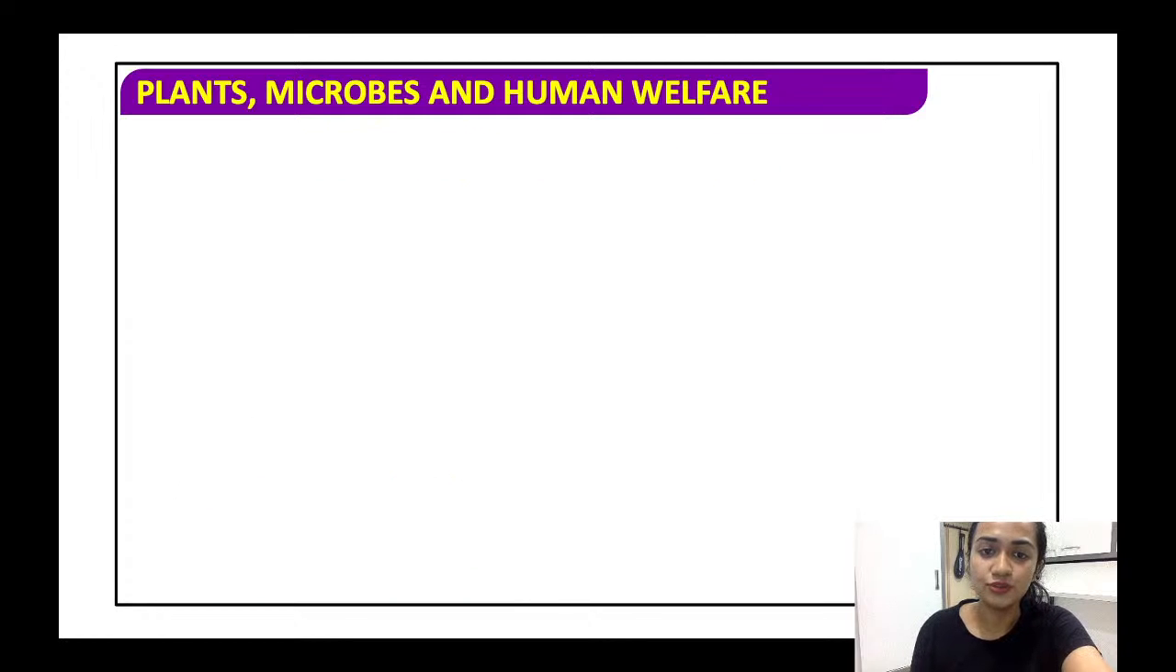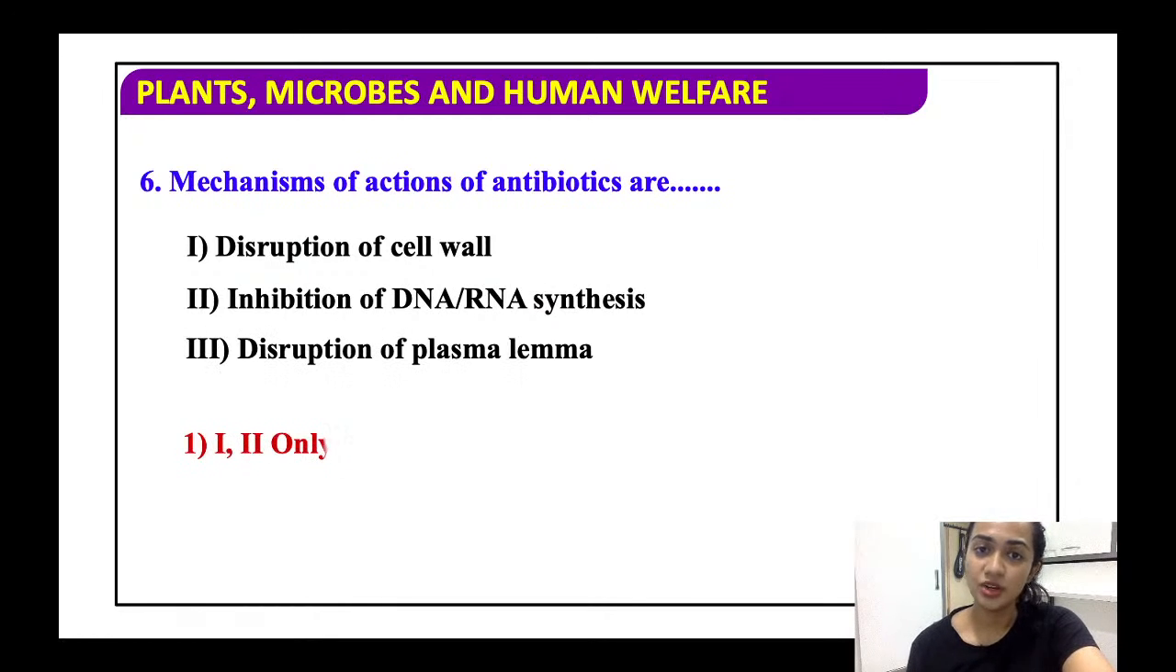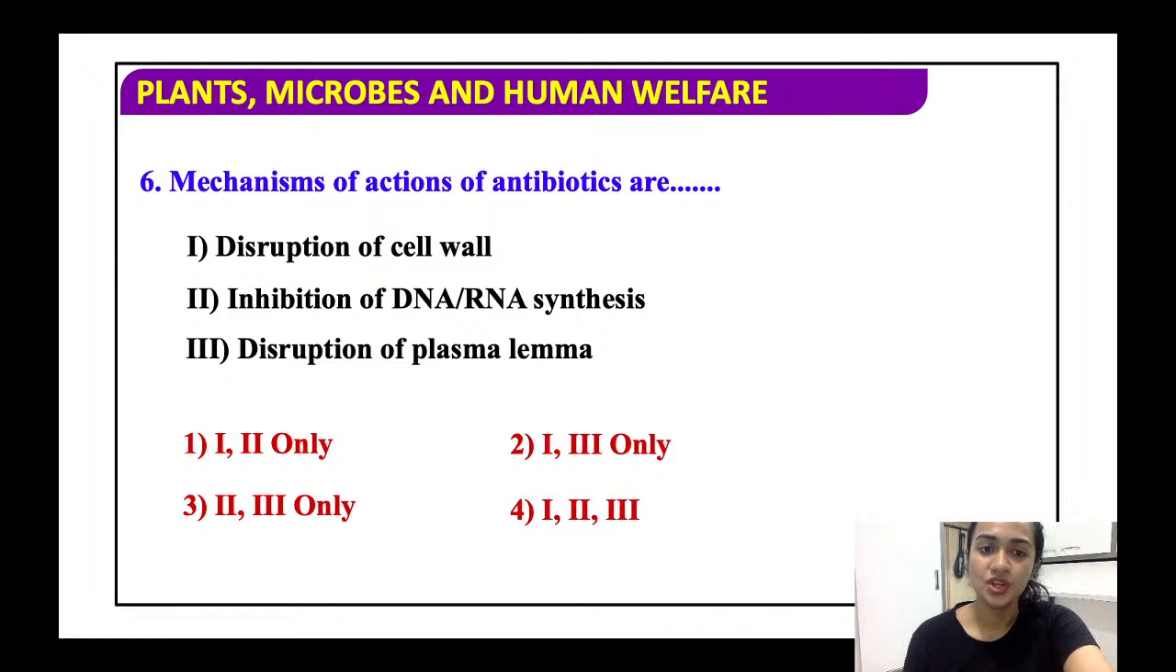Fine, it will be 3, 4 and 5. Mechanism of action of antibiotics: antibiotics are basically that which will inhibit the growth of other microbes. So how do these act upon those pathogens or the microbes? So the first step is that they will go and try to disrupt the cell wall.